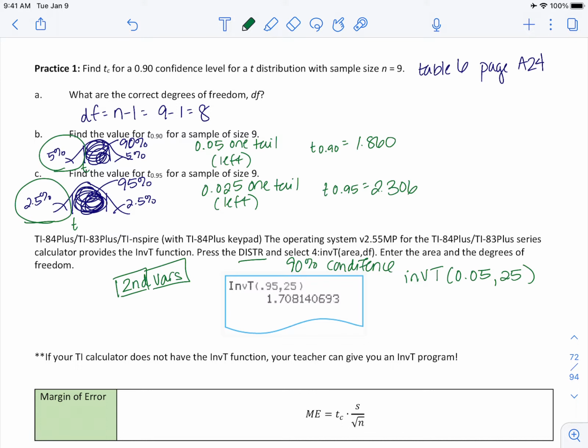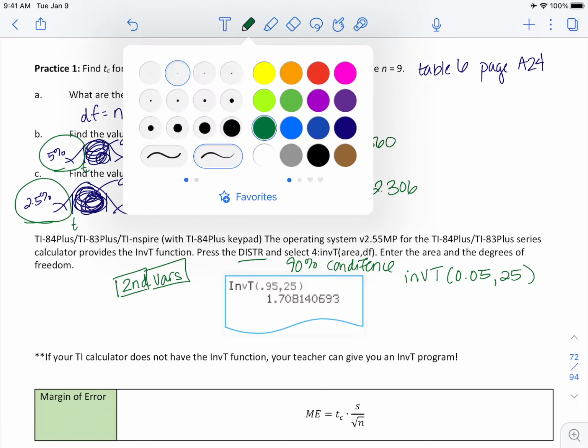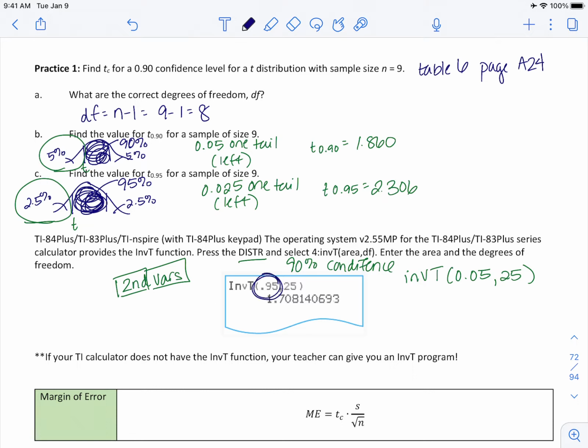For 90% confidence, I also want to point out you can do either the 95% or the 5%. Either way, in this case, you get negative 1.708. This case, you get the positive 1.708. So you see it's the same value because the curve is symmetric.